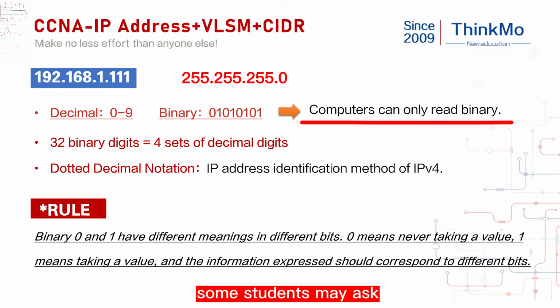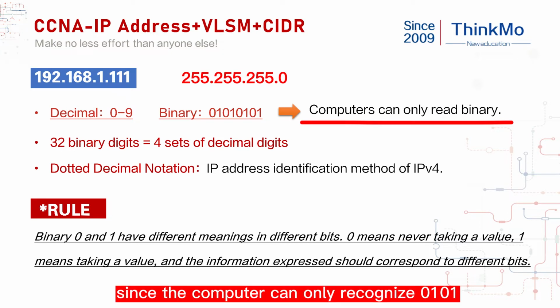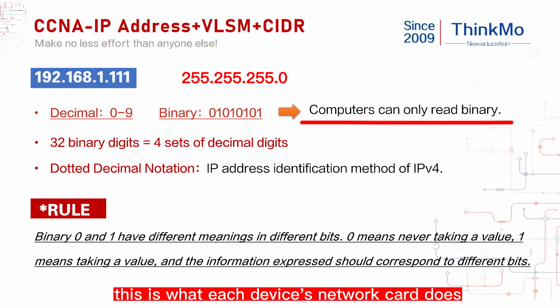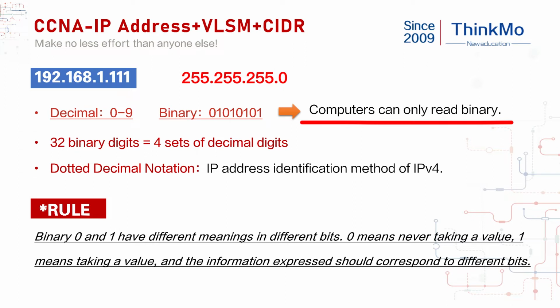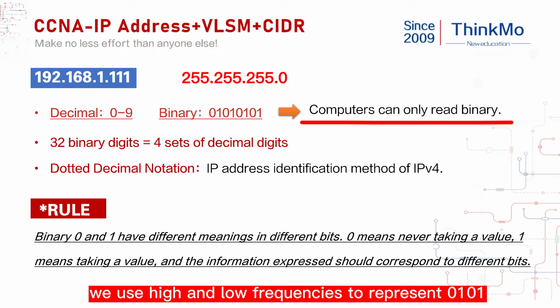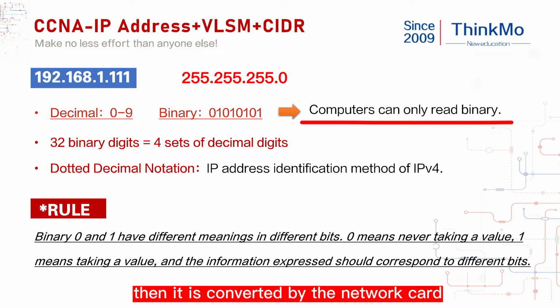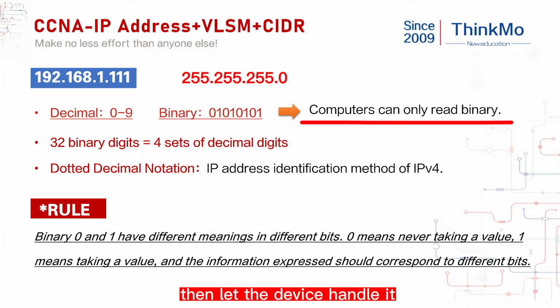Some students may ask, how does the 0101 get passed? Since the computer can only recognize 0101, after that signal is transmitted on the physical link, how does it become 0101? This is what each device's network card does. For example, with electrical signals, we use high and low levels to represent 0101. Then it is converted by the network card, finally into binary, and the device then handles it.